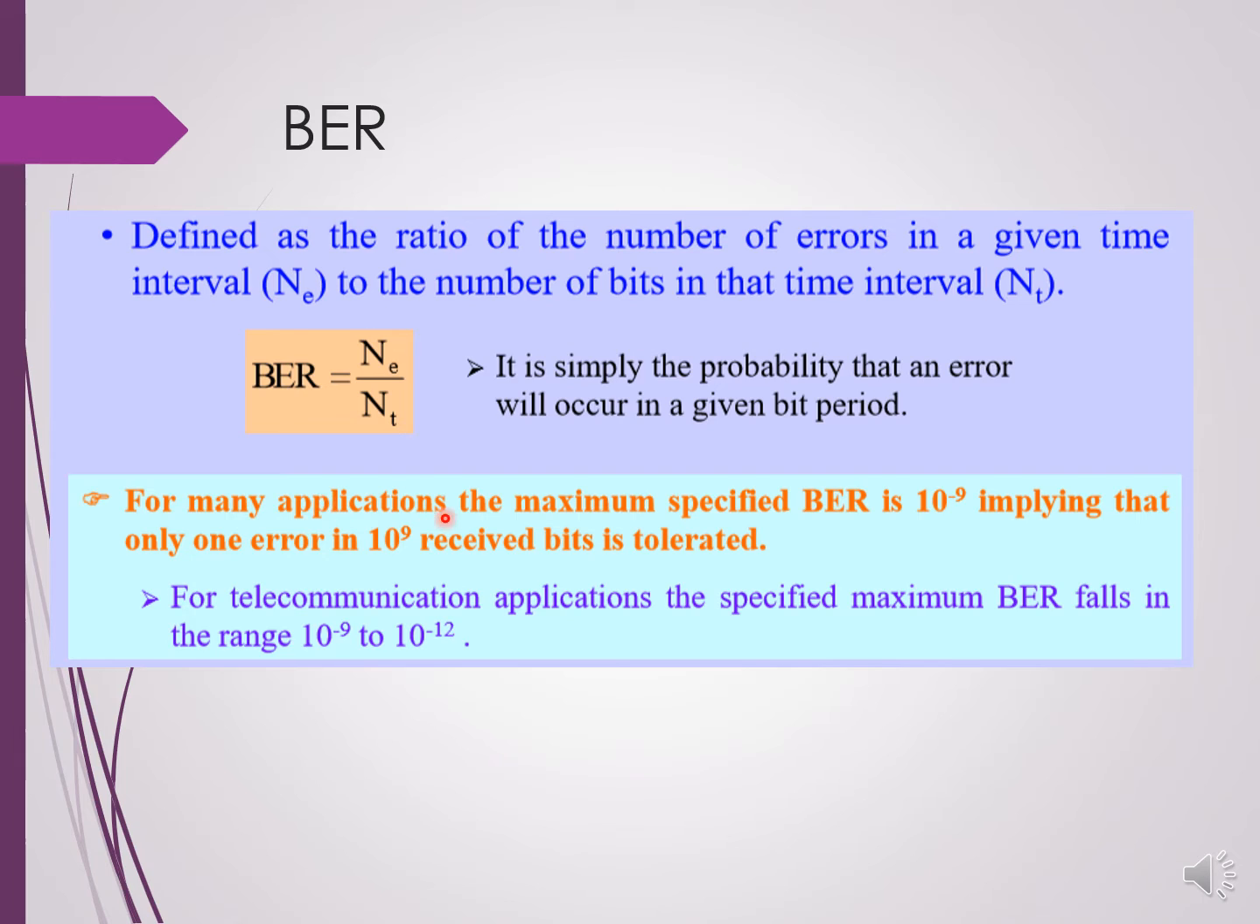Okay, so for many applications, the maximum BER is equal to 10 to the power of negative 9, which means that one error will occur in every 10 to the power of 9 received bits. Okay, so that is what is meant by BER equal to 10 to the power of negative 9. For telecommunication applications, the maximum BER usually is in the range of 10 to the power of negative 9 to 10 to the power of negative 12.